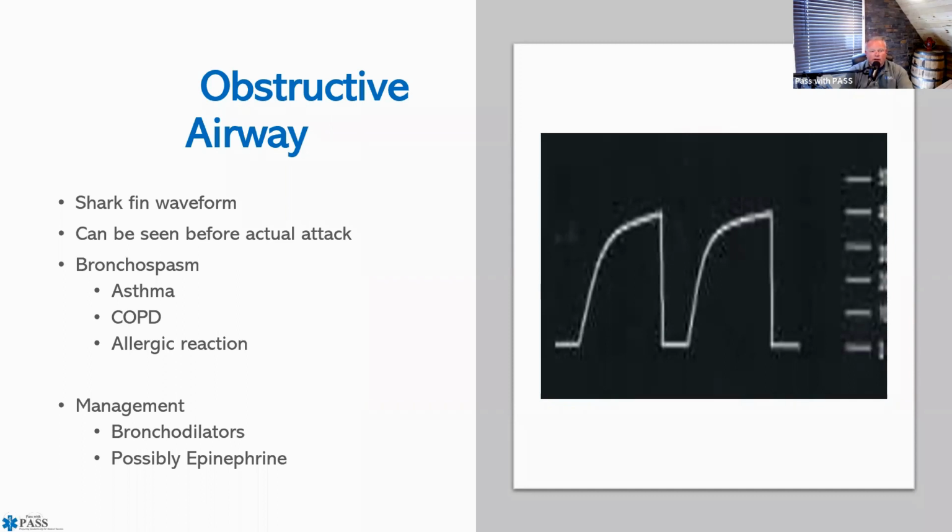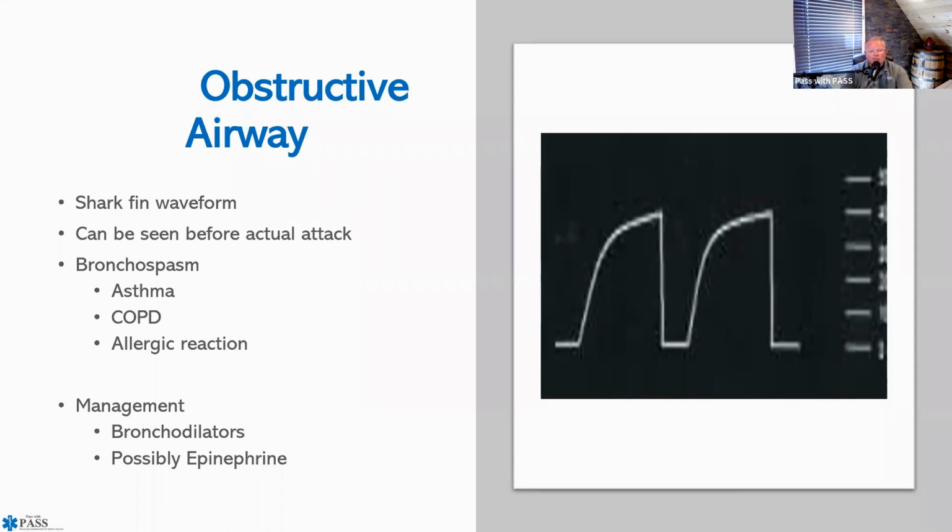Kind of interesting here, this can actually be seen before an actual attack takes place. So if you put the patient on capnography and see this obstructive pattern, don't be surprised if your patient tells you a few minutes later that they feel like they're having some difficulty breathing. The machine will actually tell you oftentimes quicker than what the patient can feel it themselves.